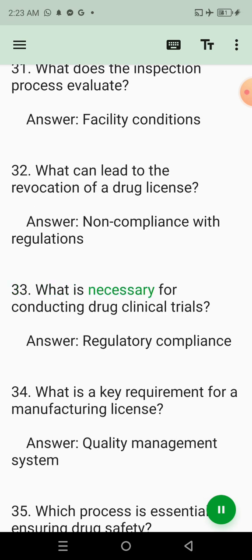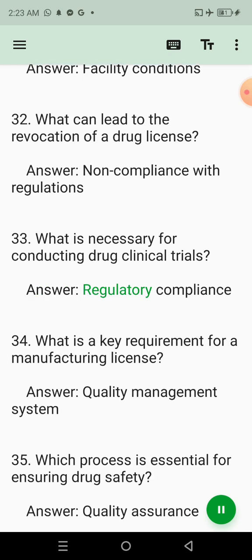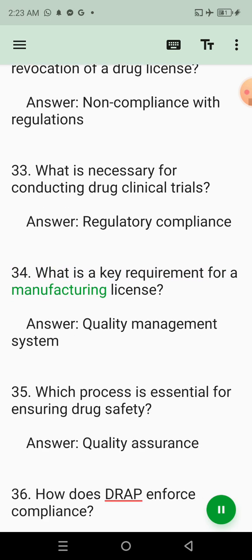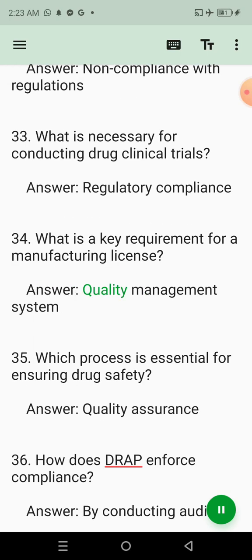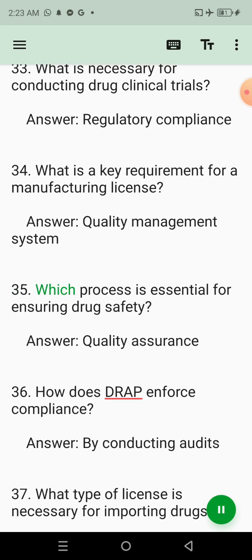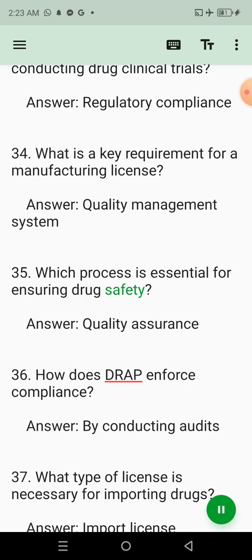33. What is necessary for conducting drug clinical trials? Answer: regulatory compliance. 34. What is a key requirement for a manufacturing license? Answer: quality management system. 35. Which process is essential for ensuring drug safety?